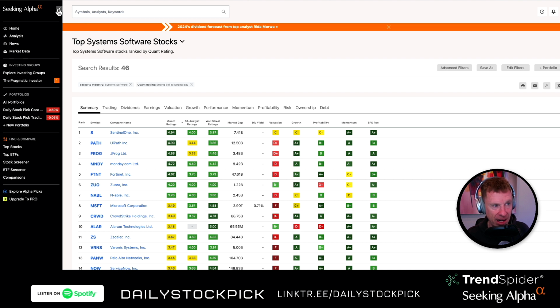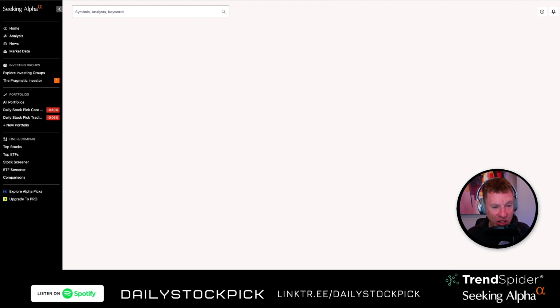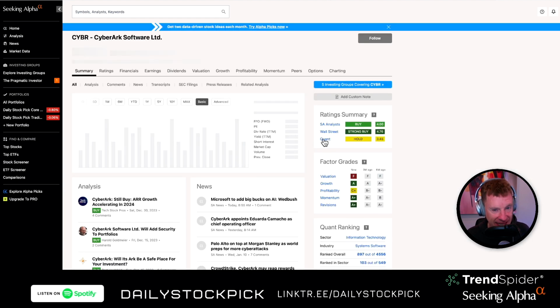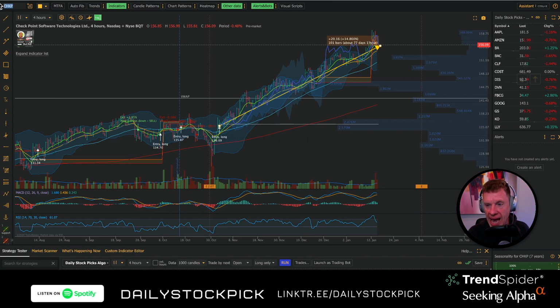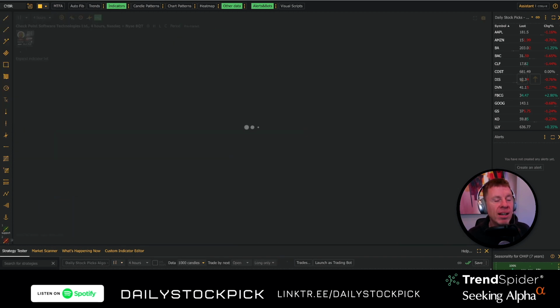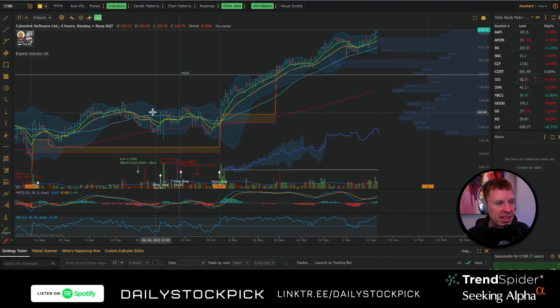Another one that Josh Brown brought up was Cyber down here, CyberArk Software. He says it's currently breaking out. You can see the Seeking Alpha analyst said buy. Wall Street, strong buy. Quant says hold. The valuation is F. But if we go over to the chart and we look at CYBR, CyberArk, we can see this breakout has been solid.